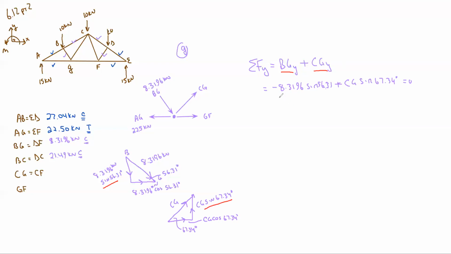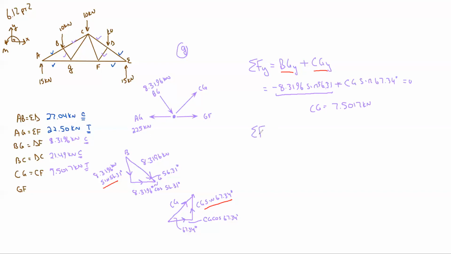Solving for CG. In other words, add this to both sides, then divide by sine 67.34. We get that CG is equal to 7.5017 kilonewtons. Go ahead and fill that in real quick. 7.5017 kilonewtons. It came out positive, which indicates that I have the direction in the correct arrow. In this case, that indicates tension because the reaction at the pin is pulling away, which means the member is pulling apart.